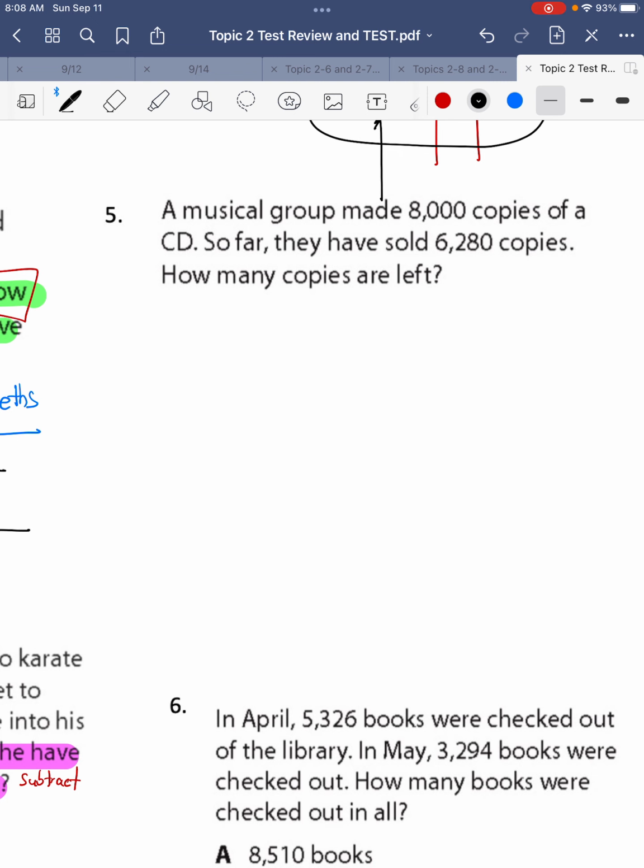Okay. Number 5 says, a musical group made 8,000 copies of a CD so far. So far, they have sold 6,280 copies. How many copies are left? So do my cubes. They have 8,000 copies. They sold 6,280 copies. My question, how many copies are left? My key words are sold and left. I'm going to subtract.